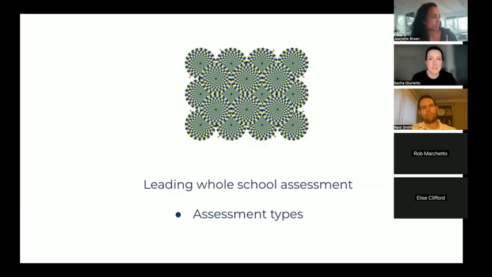Now, we also probably need to be using some screeners that allow us to find students that may need intervention. So that's where you might use something like Cadence or DIBELS and be able to look for students that might need tier 2 or tier 3 intervention.